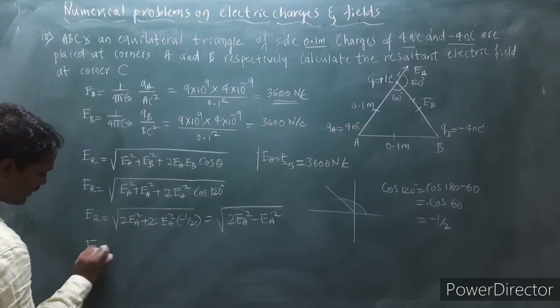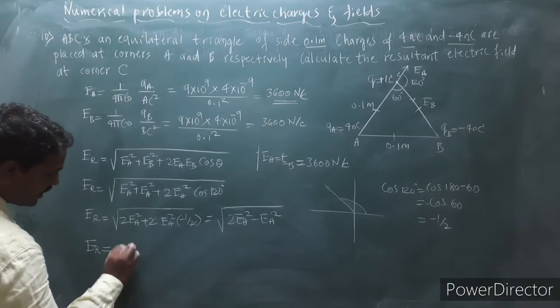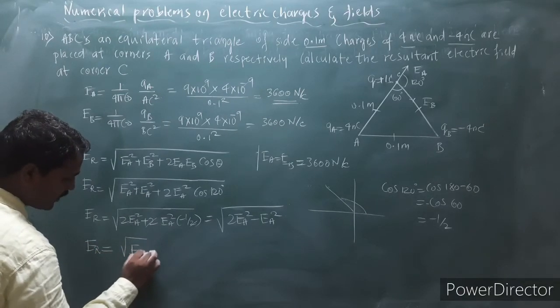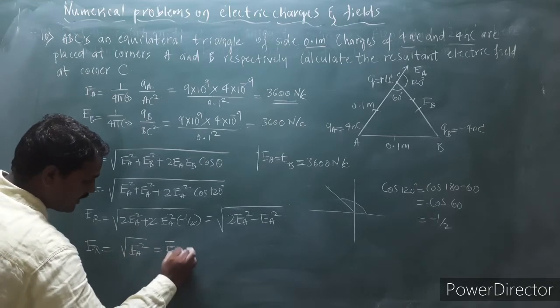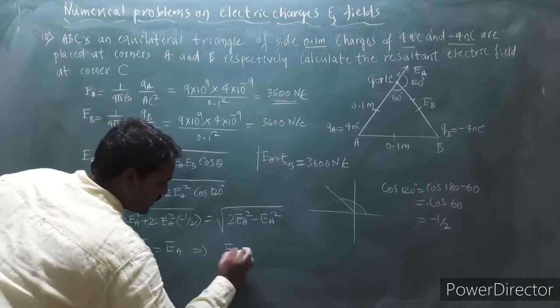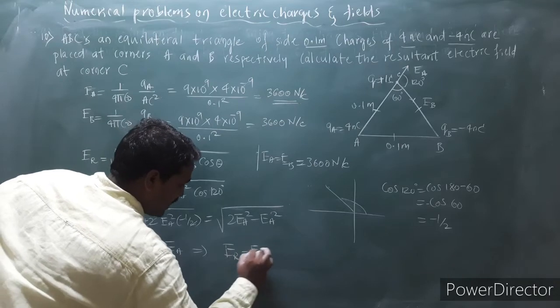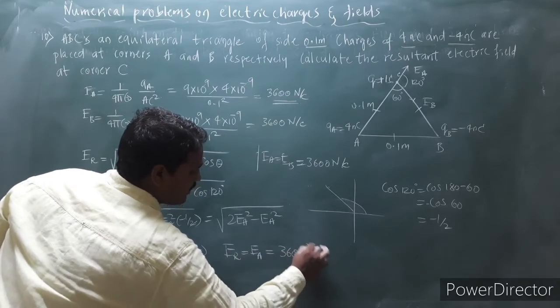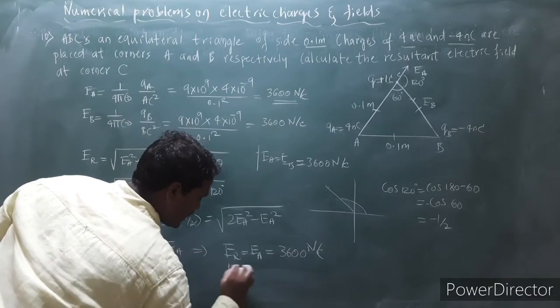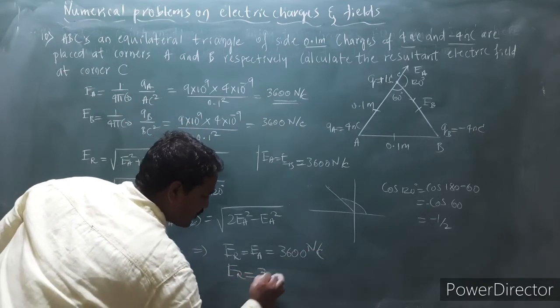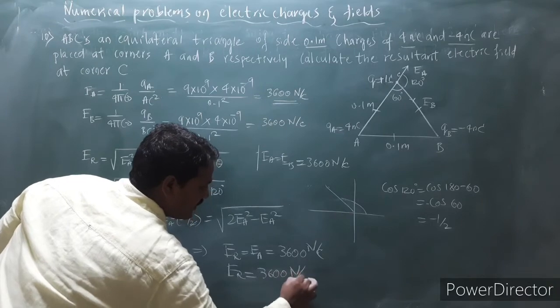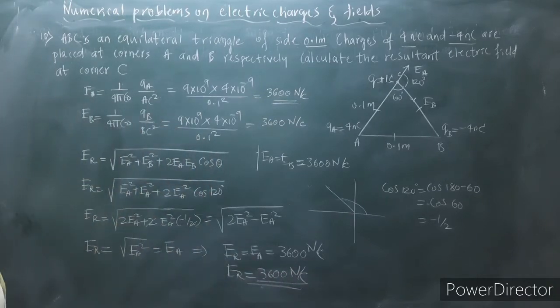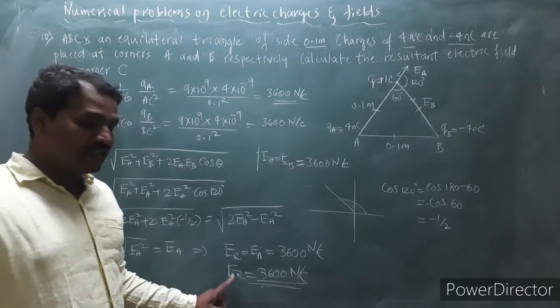So ER, the resultant electric field, is equal to what? Square root of EA square. So that is equal to EA. So this implies that the resultant electric field is equal to electric field A, which is 3600 newtons per coulomb. So the resultant electric field magnitude is also equal to 3600 newtons per coulomb. Okay, so this is the magnitude of the resultant electric field.